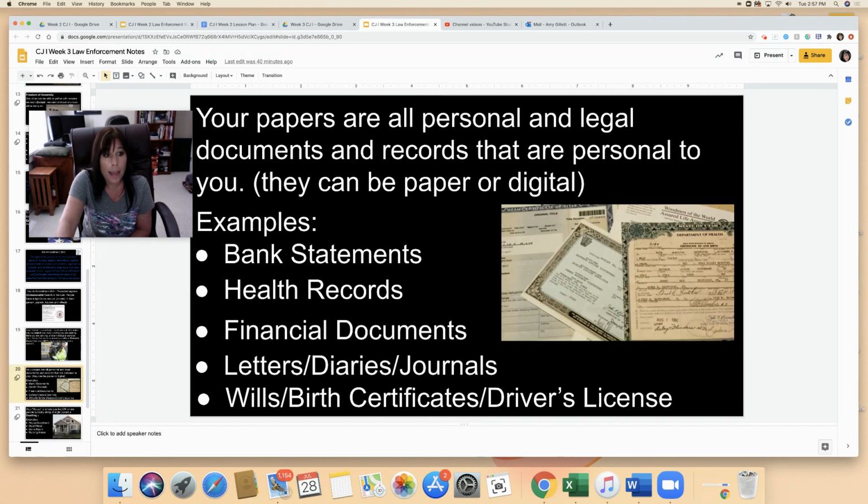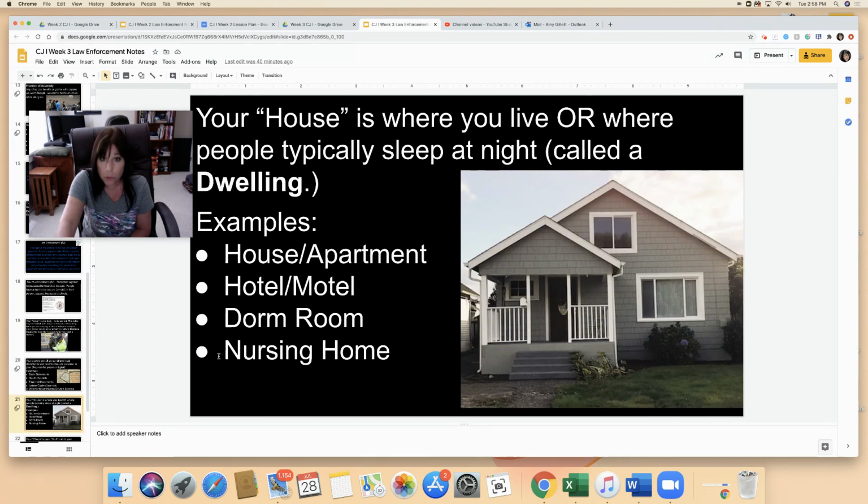And your house, as I said, is where you live or where people typically sleep at night. That is called a dwelling. A dwelling is where people typically sleep at night. Of course, that includes a house and apartment, but it also includes hotel and motel rooms, dorm rooms, nursing homes, wherever somebody lives. There are more examples than that, but these are probably the most common. So the Fourth Amendment protection against unreasonable searches and seizures applies to these areas as well.